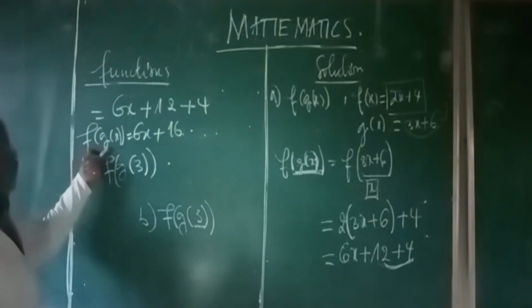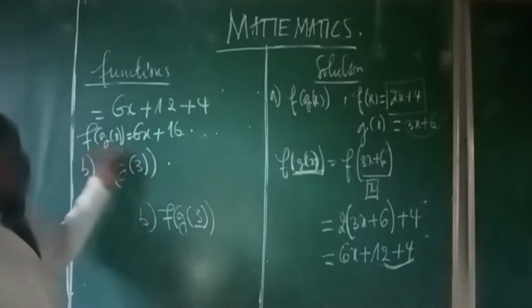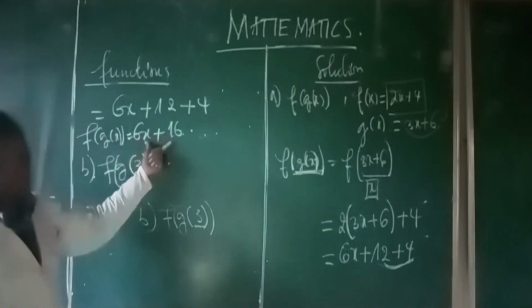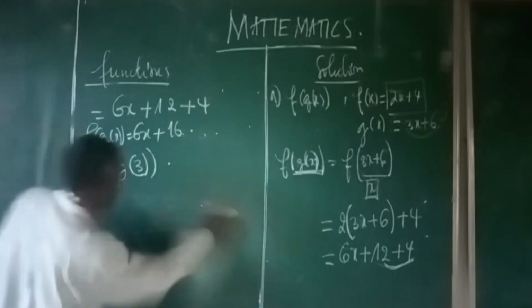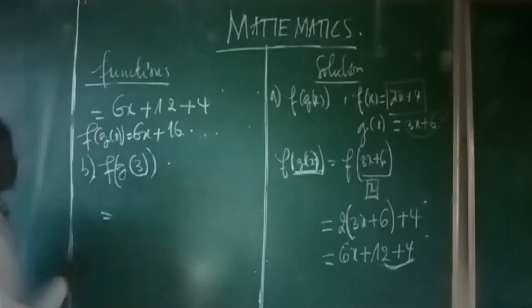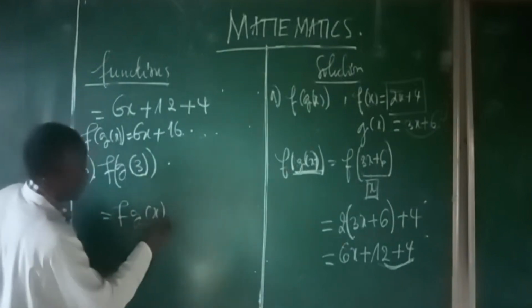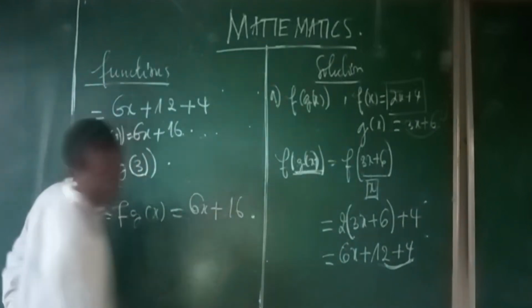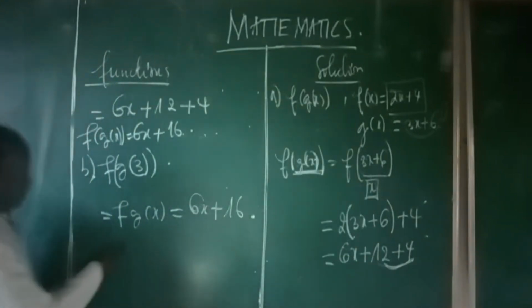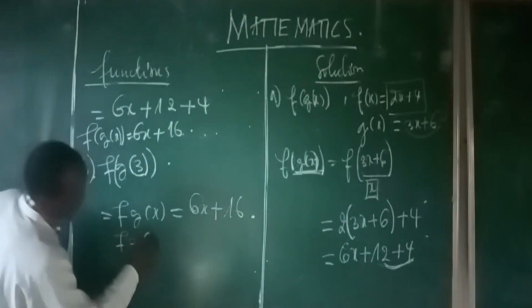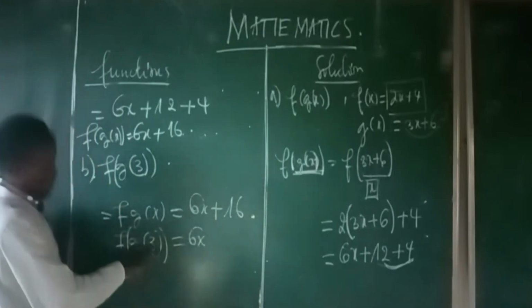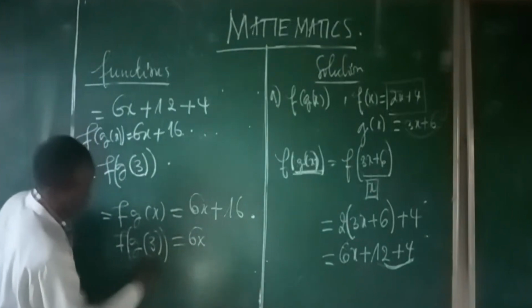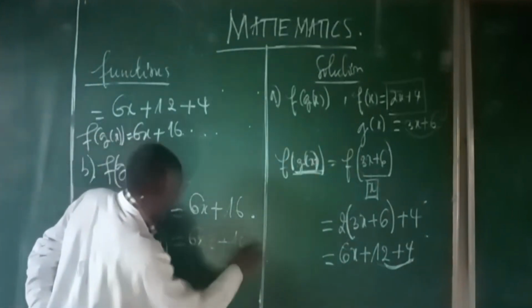Now, in our combination of two functions, where f of g of x is equal to this equation, it is a linear equation. We are going to put this 3 in the place of x. Then we should have f of g of x is equal to 6x plus 16. Right? Then f of g of 3, we should get 6 times 3, that is x times 3, plus 16.